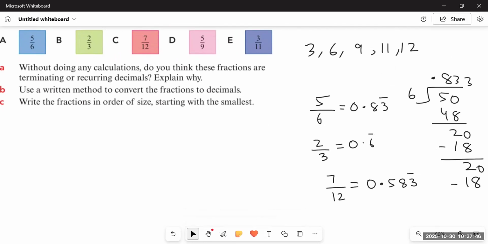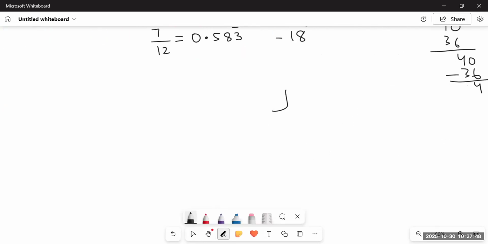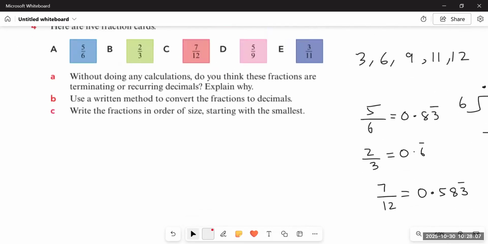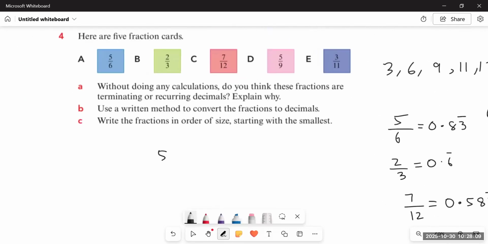Next, we have 5/9. 9 5s are 45. Every time we'll get 5 as the remainder, we'll put a 0 along with it, and then we'll multiply 9 with 5. So it gives us 45. So the answer to this one would be 0.555. We can write it over here: 5/9 is equal to 0.555. Now you have to find what will be the answer of 3 divided by 11.